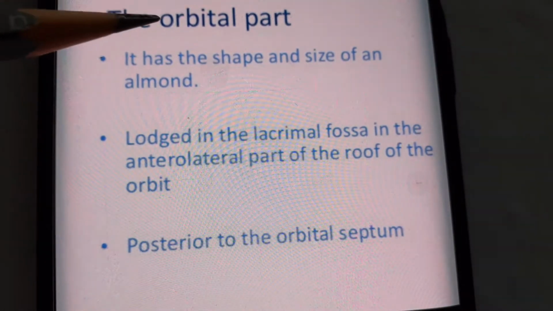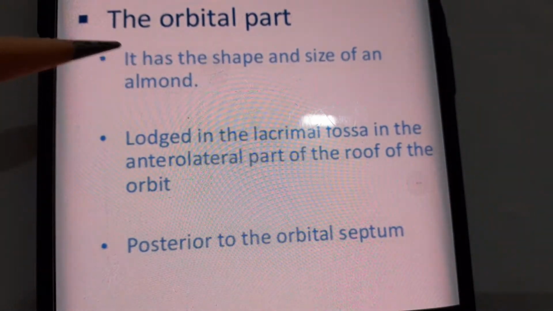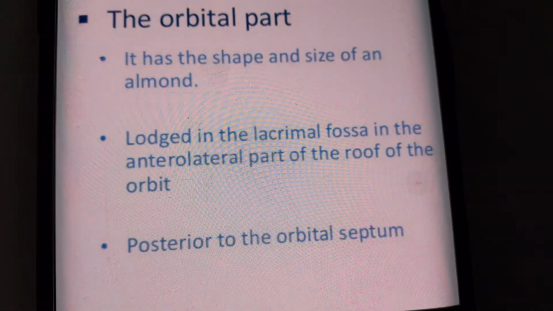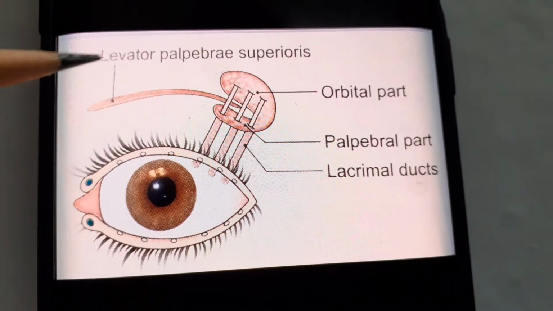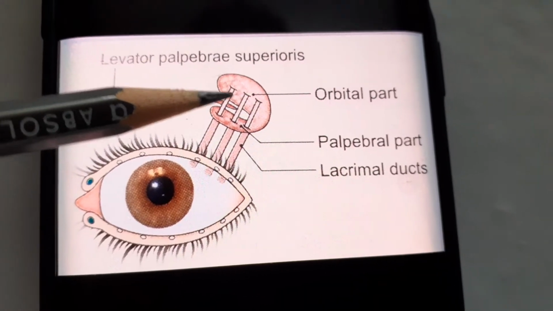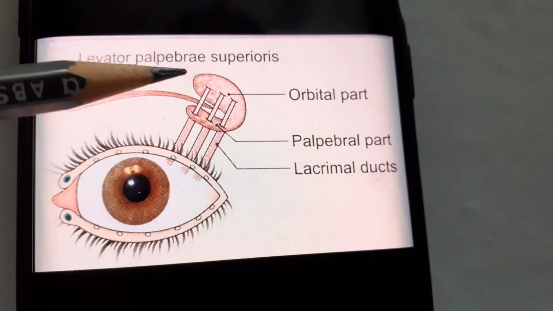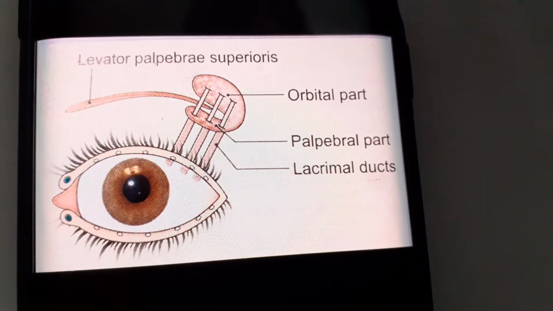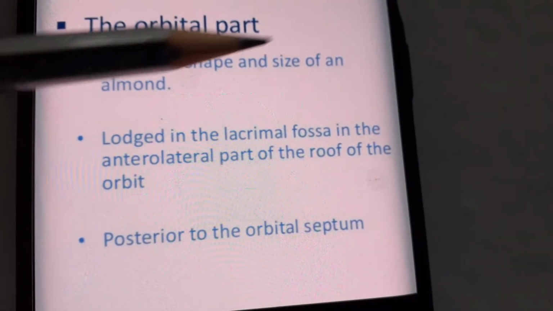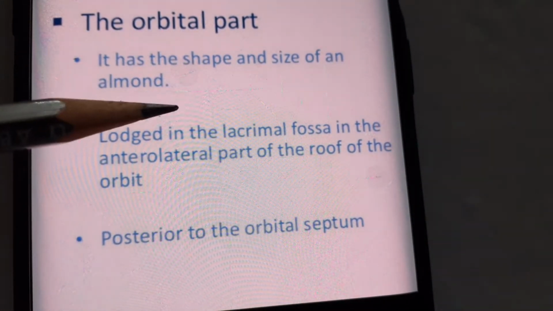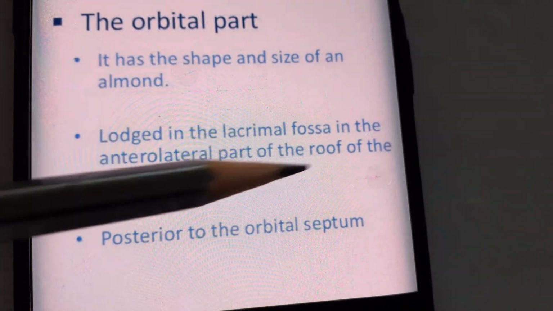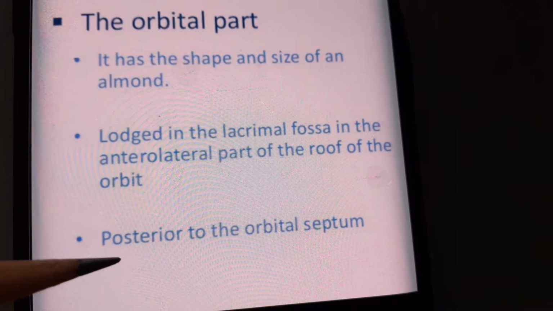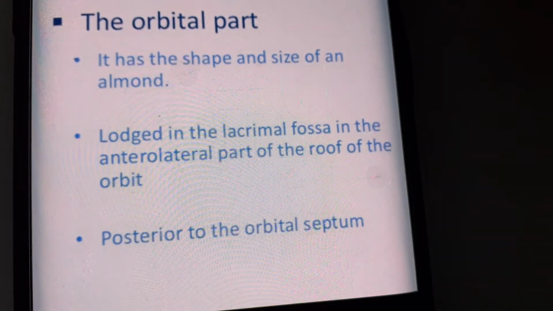So the orbital part has the shape and size of an almond, or you can say it is J shaped. It is indented by the tendon of levator palpebrae superioris. You can see the larger orbital part is indented by the tendon of levator palpebrae superioris. Next. So the orbital part, the shape and size of an almond, is lodged in the lacrimal fossa in the anterolateral part of the roof of the bony orbit, and it is present posterior to the orbital septum.